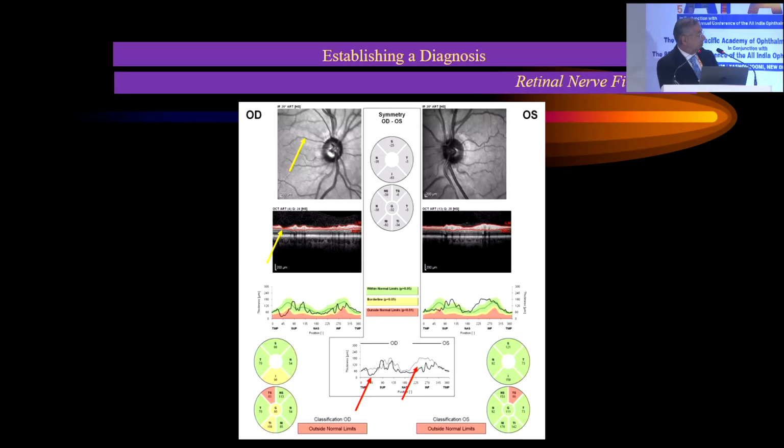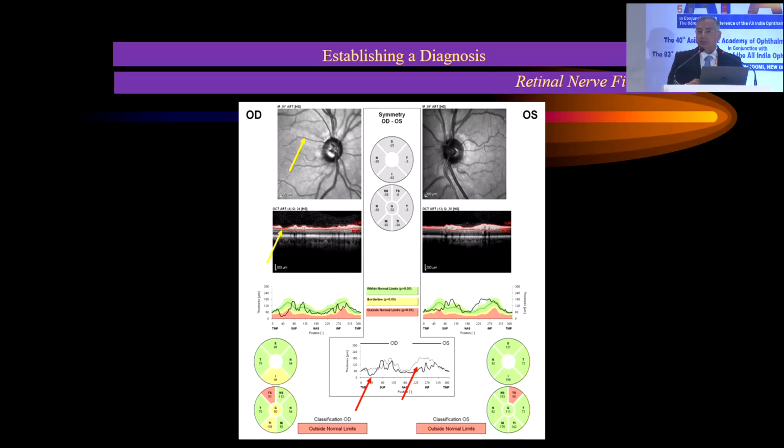We should not look at the average thickness measurements of the quadrants, but we should look at this, the least attractive part of the OCT report, which shows you the asymmetry between the right and the left eye. And since asymmetry is a hallmark of glaucoma, looking for the asymmetry will tell you where the glaucoma damage is.